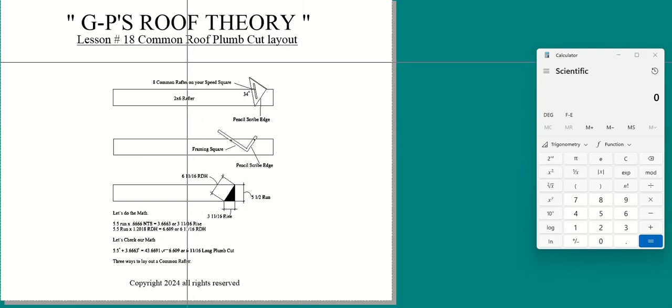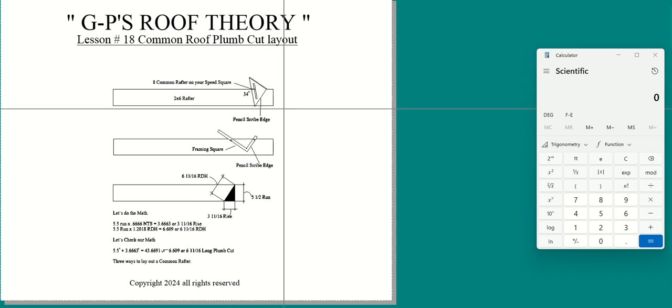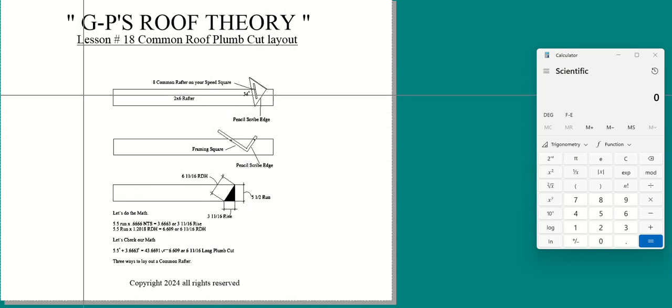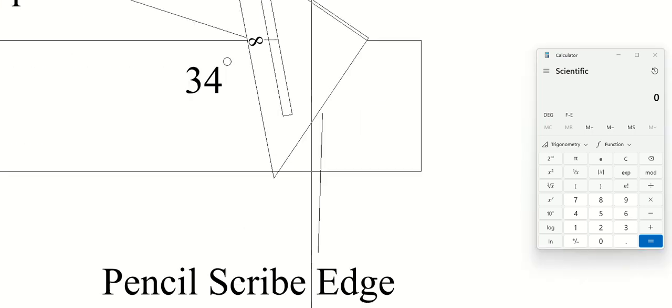Welcome to another edition of GP's Roof Theory, Lesson 18, Common Roof Plumb Cut Layout. In this drawing here, you have three different ways you can lay out a plumb cut.